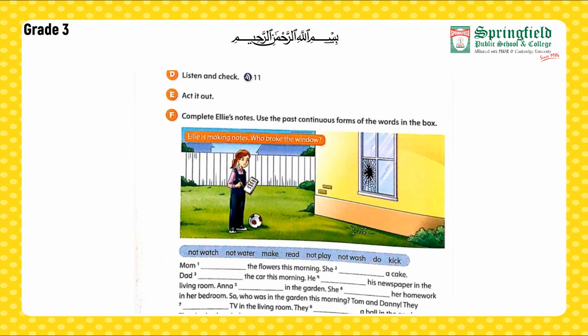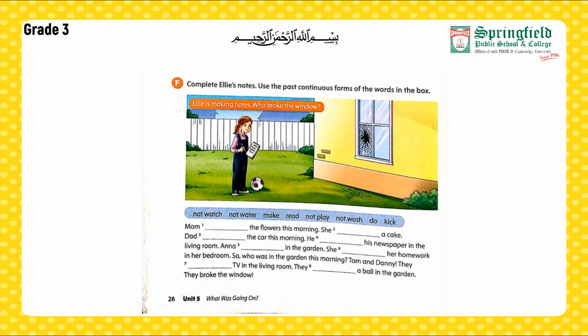Moving towards our part F. Complete Ella's notes. Use the past continuous forms of the words in the box. Ella is making notes. Who broke the window? We have got words here in our box. Not watch, not water, make, read, not play, not wash, do, kick. Now we are going to read the sentences.